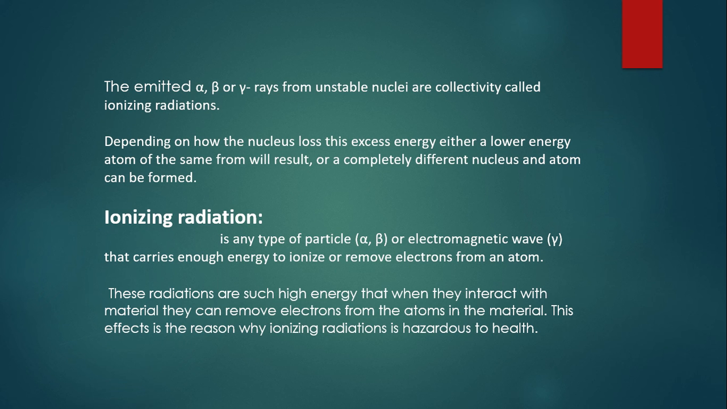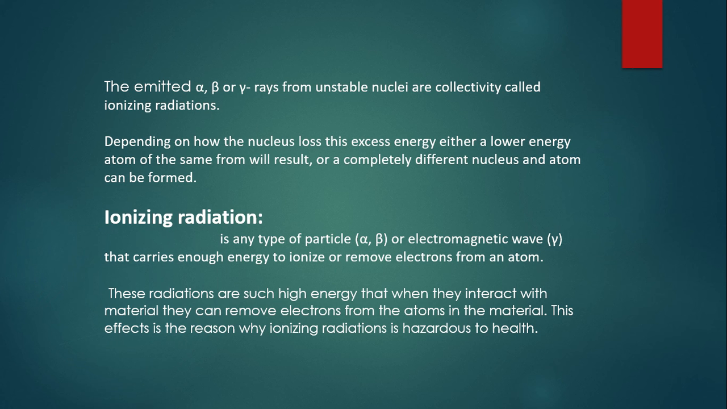Ionizing radiation means any type of particles like alpha and beta, or electromagnetic waves like gamma rays, that carry enough energy to ionize or remove electrons from an atom. These radiations are such high energy that when they interact with materials, they can remove electrons from the atoms in the material. This effect is the reason why ionizing radiation is hazardous to health.